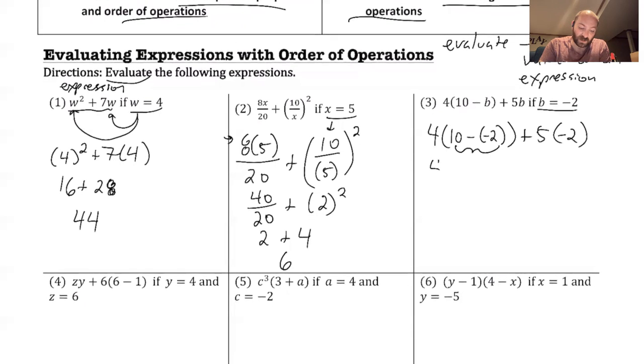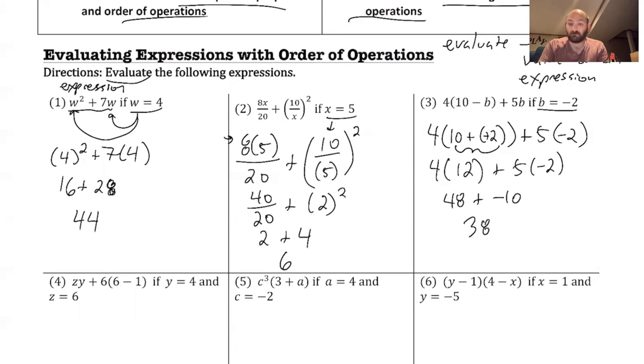That turns into addition, so I'm going to have 4 times 12, and that'll be plus 5 times a negative 2. 4 times 12 is going to give me 48. 5 times a negative 2 is going to give me negative 10. Add those together, and I get 38.